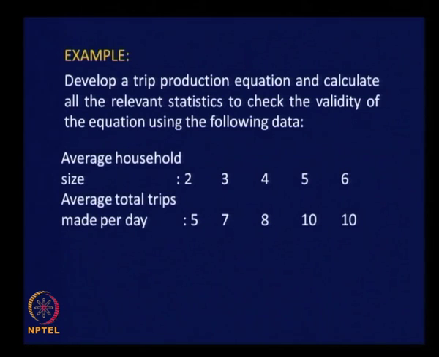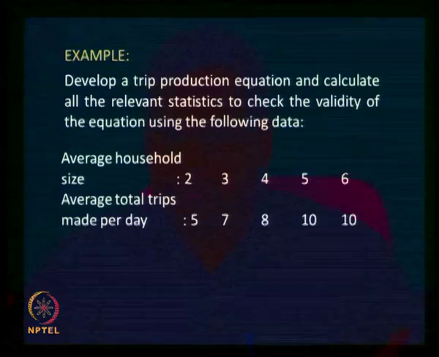How do we take this average? These are zonal averages. We divide the entire urban area into traffic zones. So for trip reduction analysis we deal with zonal average values. So here the average household size means if there are 10,000 households in a traffic zone, it is the average value of all the 10,000 observations, right.